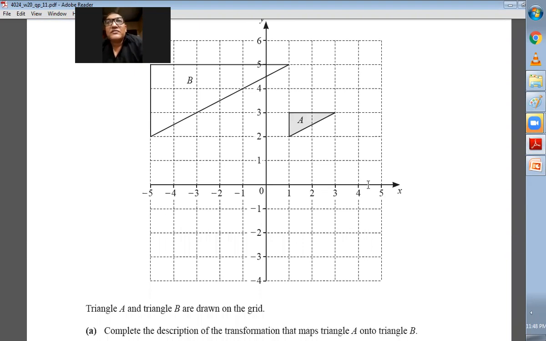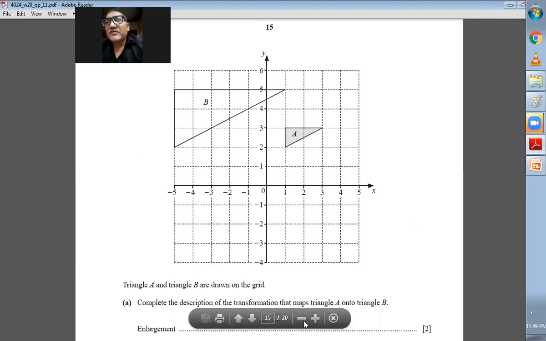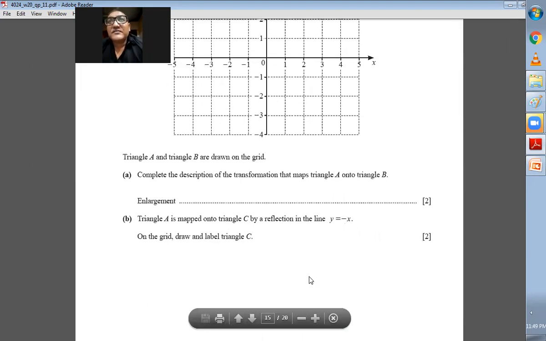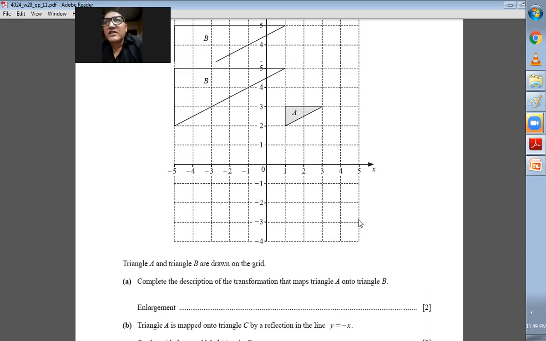Okay, so here we go. So here we have question number 20. Here a triangle A is shown, its coordinates I can easily find out. Here a triangle B is shown, and let's check what they want. Triangle A and triangle B are drawn on the grid. Complete the description of the transformation that maps triangle A onto triangle B.